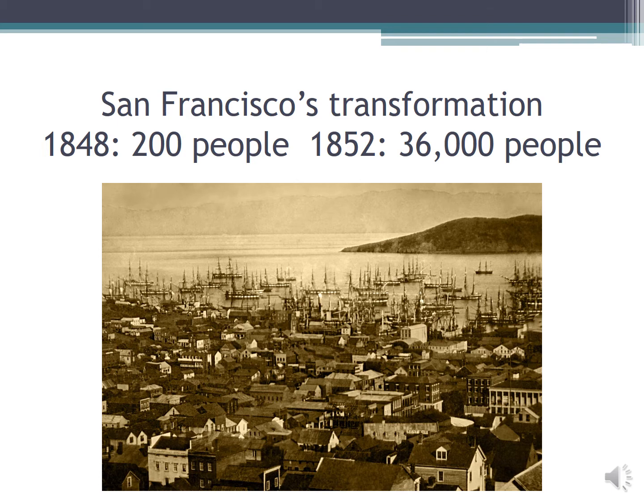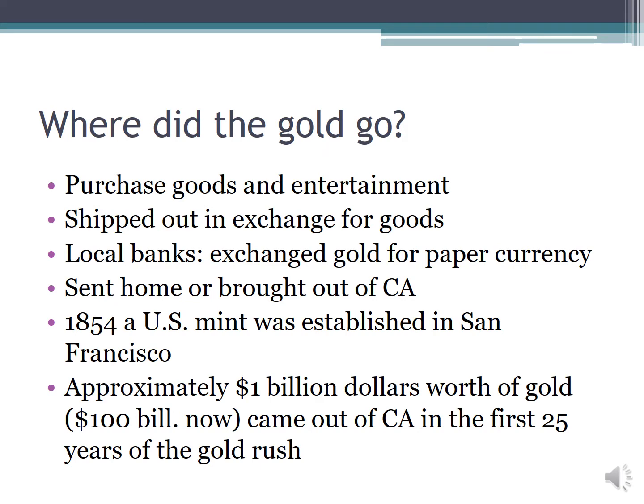So it's a very diverse city too, and we're going to talk more about how that happens. I already mentioned that the Chinese immigrants were coming in. So we're now going to talk about where the gold went. Where did the gold go? There's lots of gold coming out of the ground during this time period. Most of it, interestingly, is going to purchase entertainment, purchase goods.